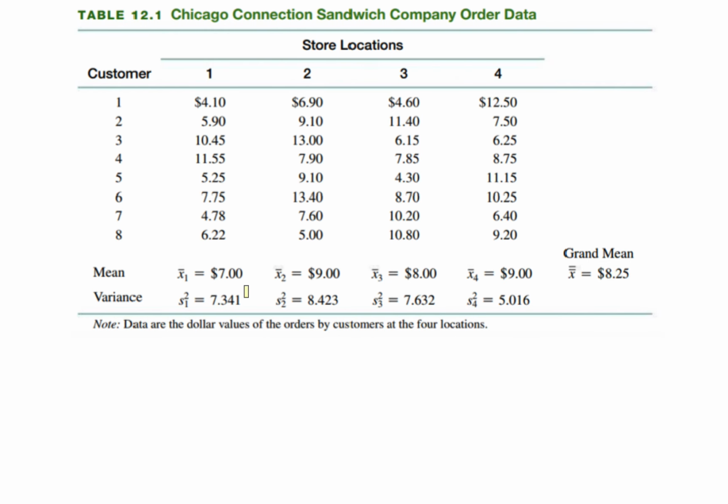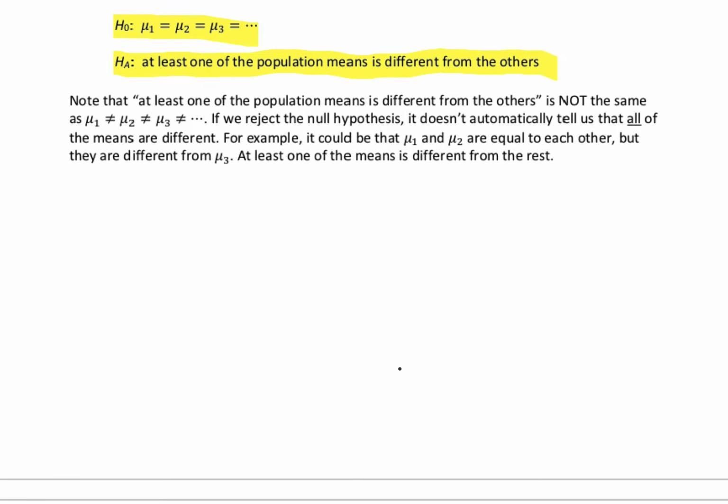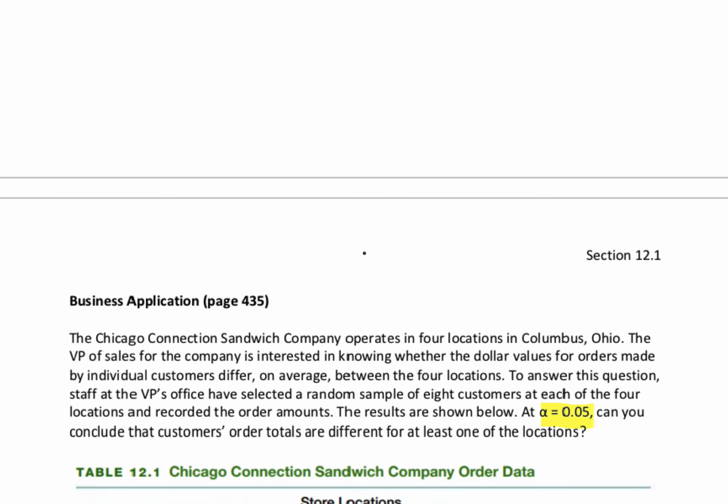When I look at these, I'm going to again start by writing my null and alternative hypotheses. My null hypothesis is that mu1 is equal to mu2, and since I'm comparing 4 stores, I'm going to go up to mu4. My null hypothesis is that all 4 means are equal. My alternative hypothesis, again, is that at least one of the population means is different from the others. So I'm just going to write that.